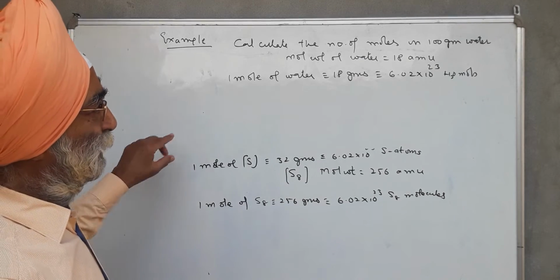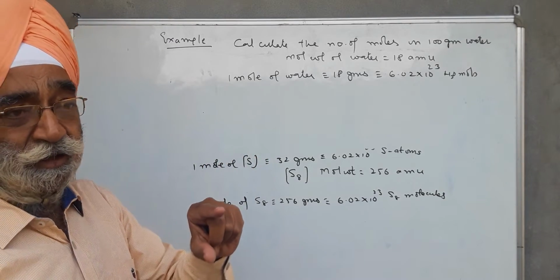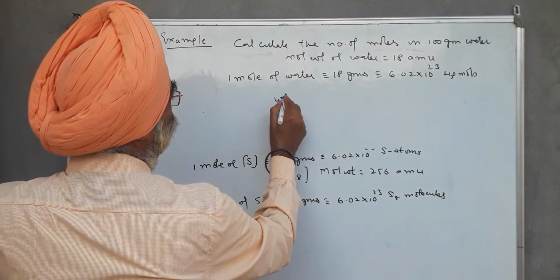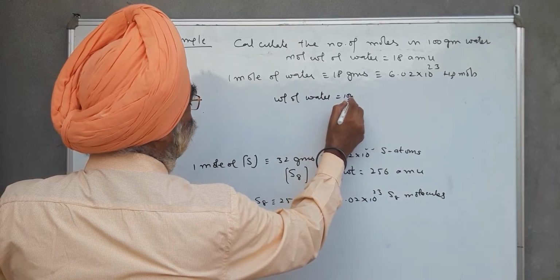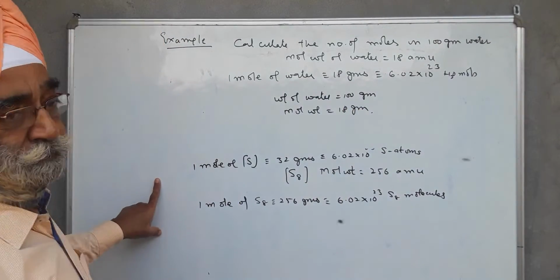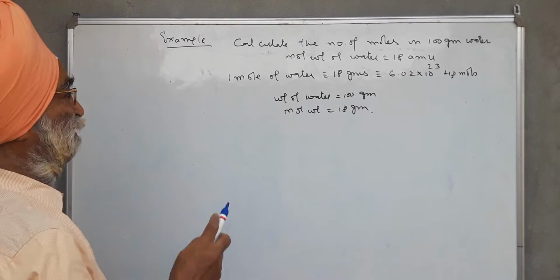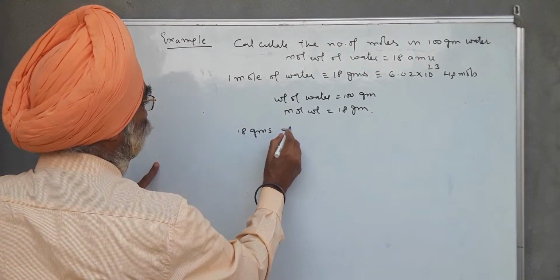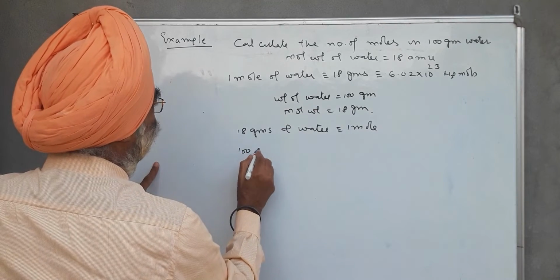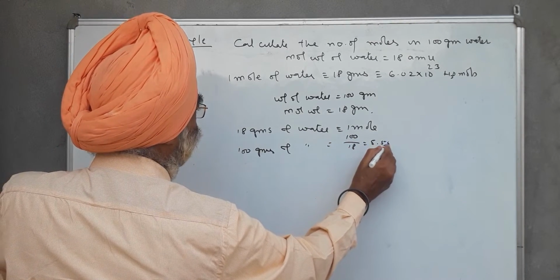Now, we shall solve it by unitary method and then try to formulate the relation between weight and molecular weight. Weight of water is given, it is 100 grams and its molecular weight is 18 grams. So, what unitary method says, no cramming at all. 18 grams of water means 1 mole, but weight is given 100 grams of water is equal to 100 over 18, it is 5.55 moles.